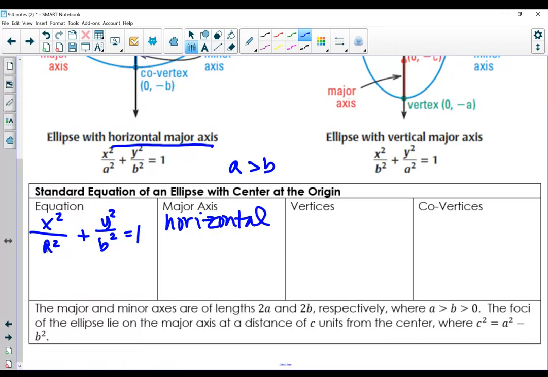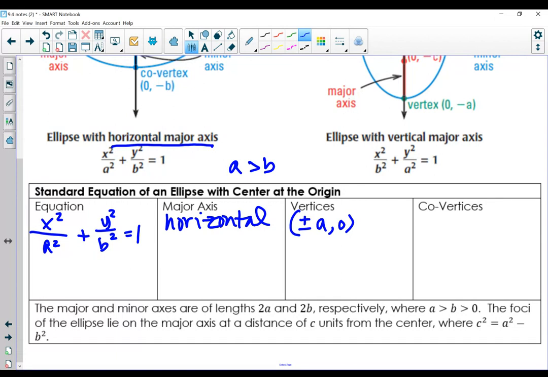So since a is bigger and x is over a, then x is my horizontal axis. My major axis is going to be horizontal. And so that means my vertices, we're going to use a for those vertices, and they're going to be located along that horizontal, along that x-axis. So they're going to be x values. So I'll have plus or minus a, comma, 0.